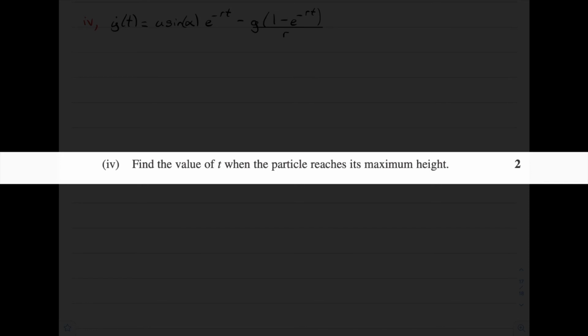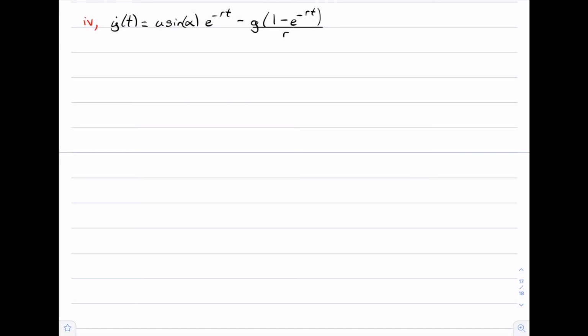Part 4. Find the value of t when the particle reaches its maximum height. Okay, so this is the result that we showed satisfied the differential equation. It's the result for y dot of t. And we know that the maximum height occurs when y dot t is equal to 0. So we would write max height when y dot of t is equal to 0. So basically what we need to do here is solve this expression equal to 0. So let's go ahead and do that.